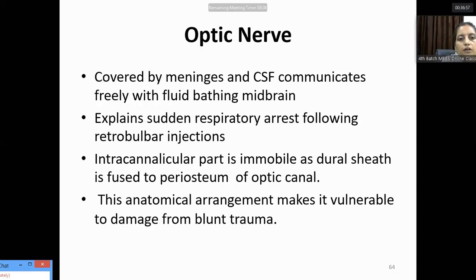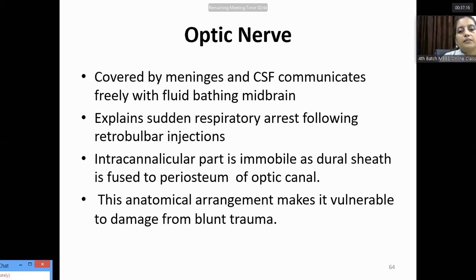The optic nerve, which is covered by meninges and CSF, communicates freely with the fluid bathing the midbrain. If it suddenly expands, it can cause respiratory arrest following a retrobulbar injection. So when we give a block, it is also very important.